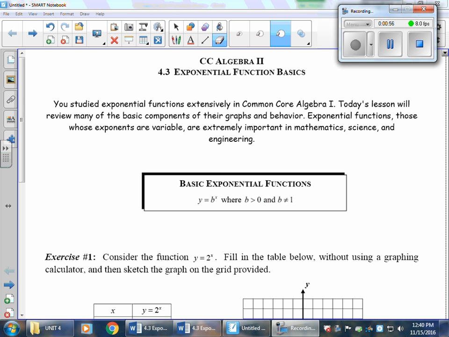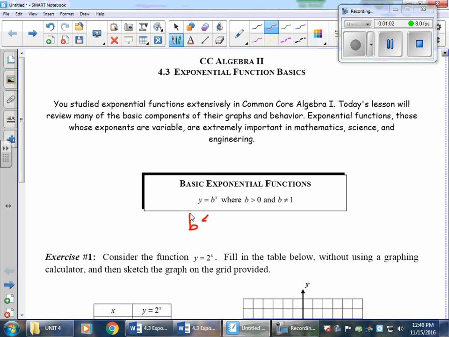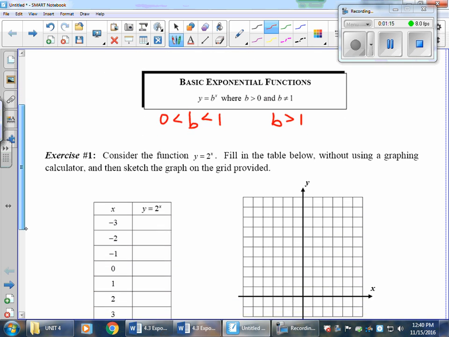So you're going to have two situations here. One situation is going to be when b falls between 1 and 0. And the other one is going to be when b is greater than 1. So we're going to look at two different situations here. The first one we're going to look at is the second one, the b is greater than 1.